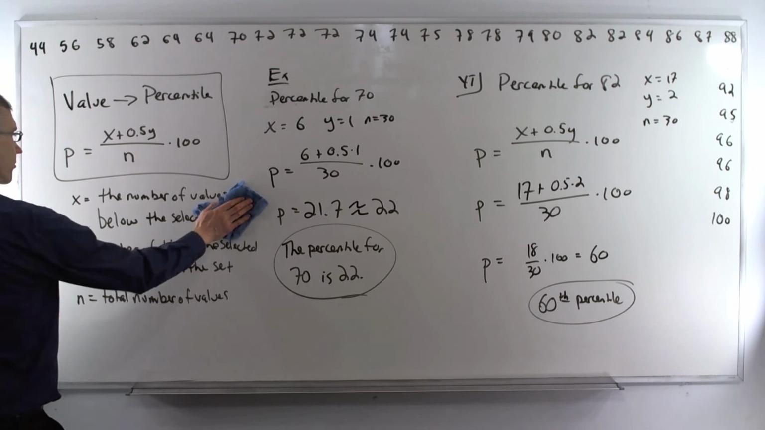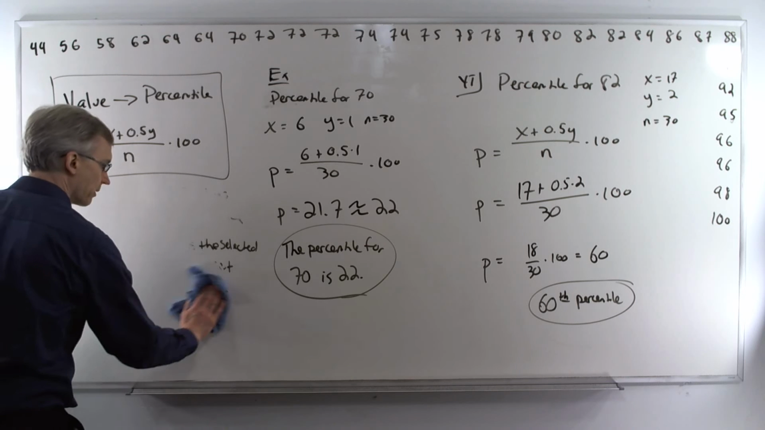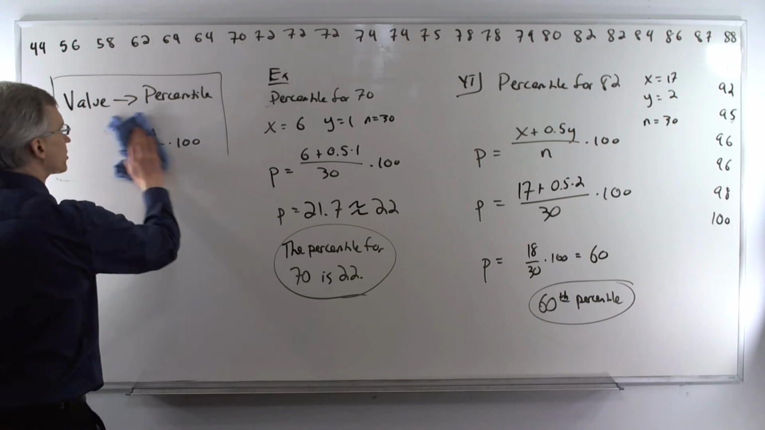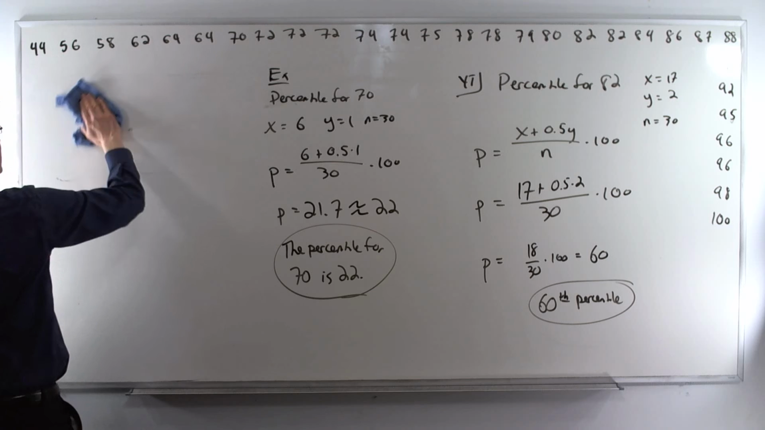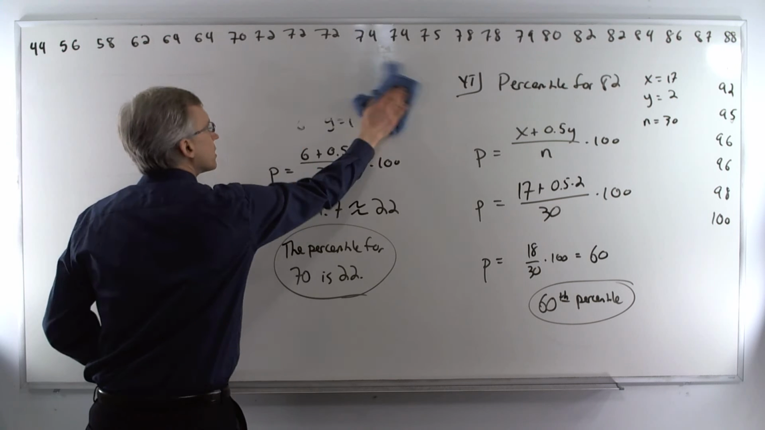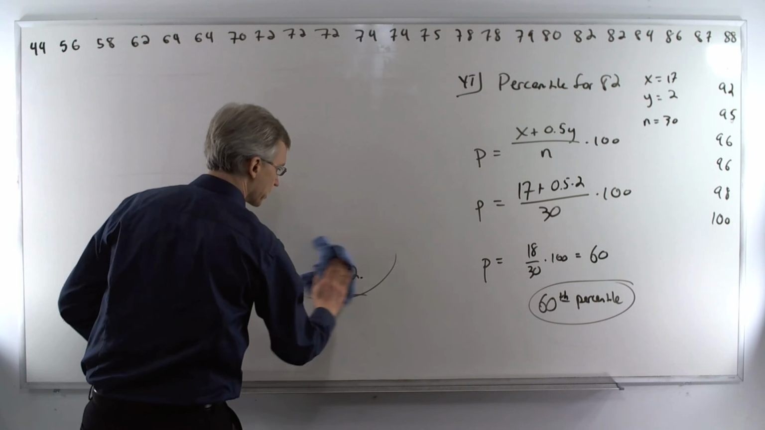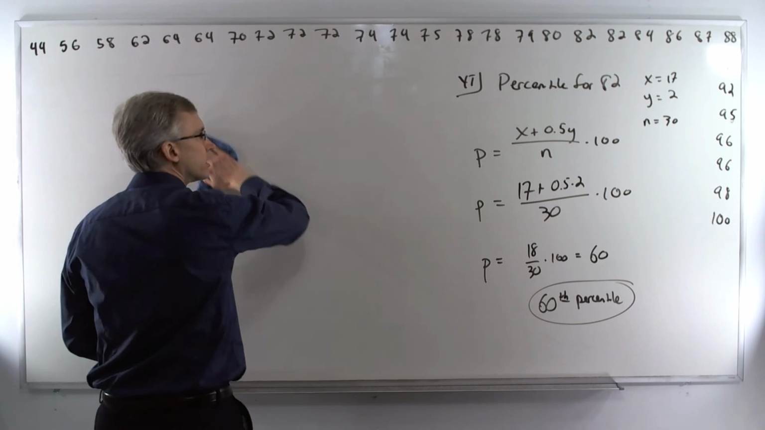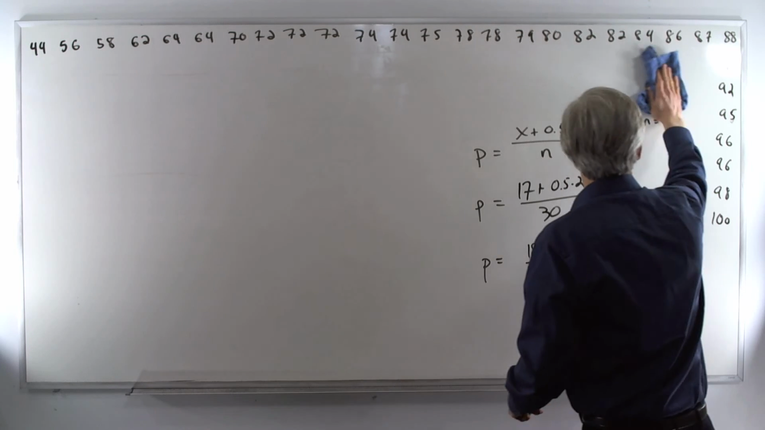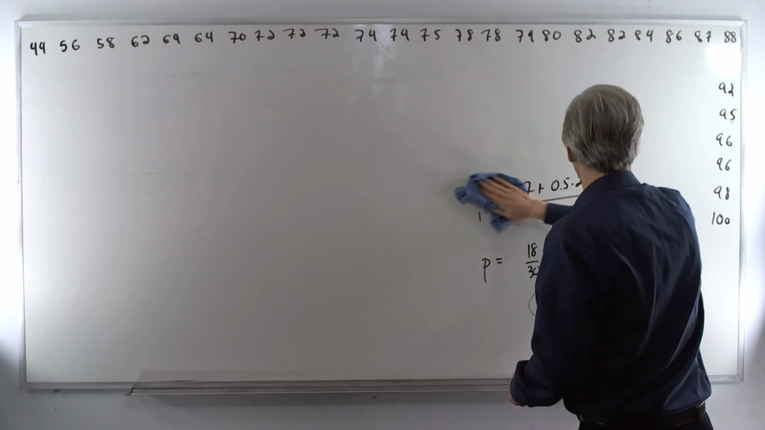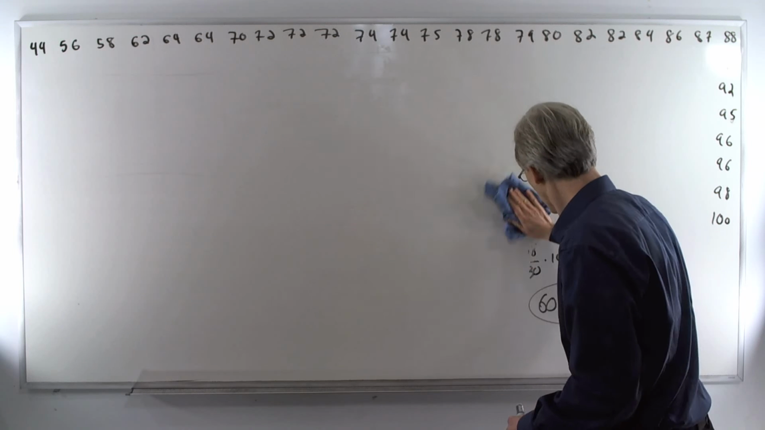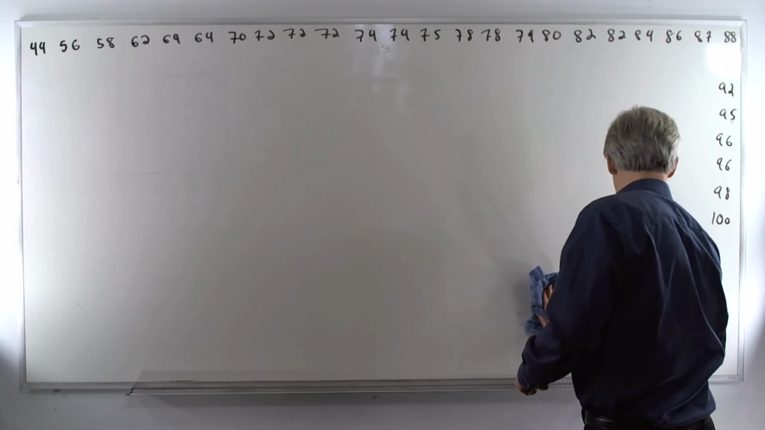And so maybe we don't want to break the whole data set up into 100 equal parts. Maybe that's just too many parts. So there are some special percentiles that we can use to break the data set up into larger pieces, maybe for more meta-analysis.